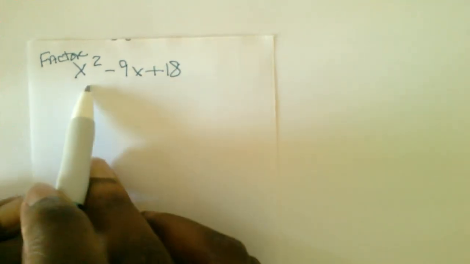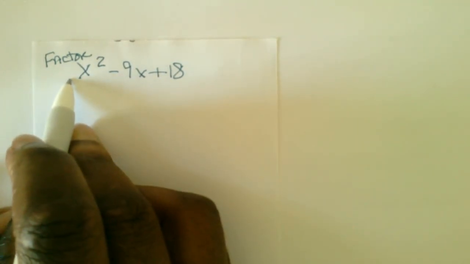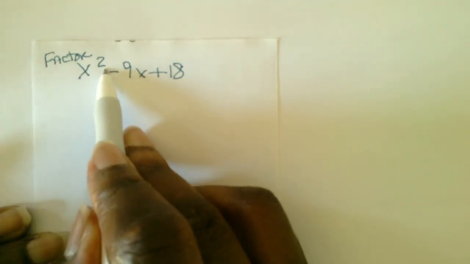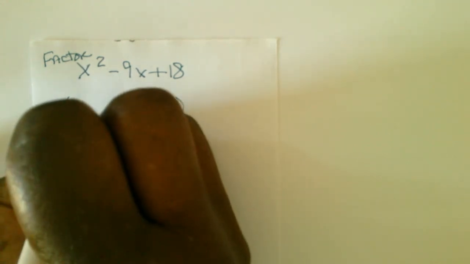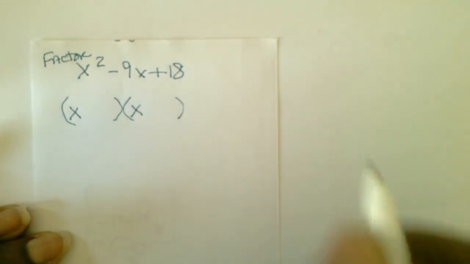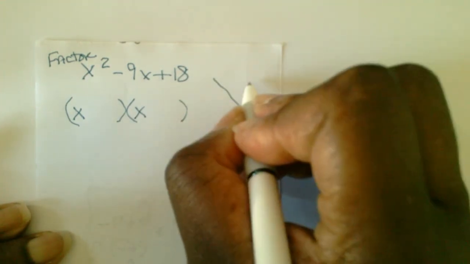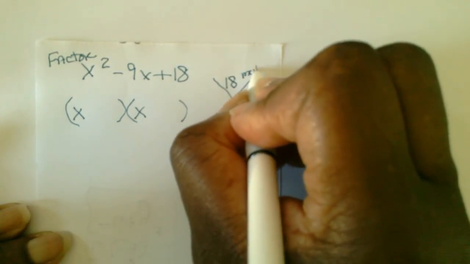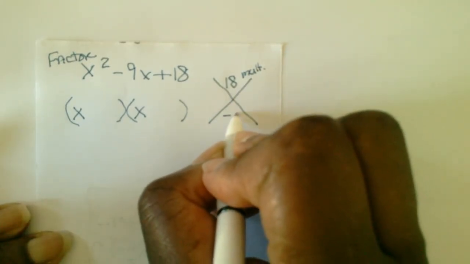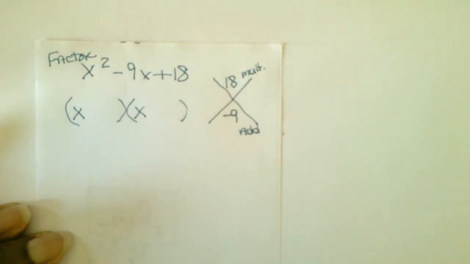Alright, so first off, your leading coefficient is 1, which is great. How do I know it's my leading coefficient? Because it has the highest degree. So right away, I can go straight into my parentheses and split my x's, one x in one parenthesis and x in the other. Now I need to think what two numbers multiply to give me 18, and the same two numbers added together give me my middle term of negative 9.